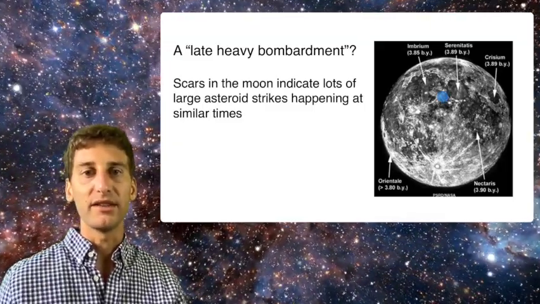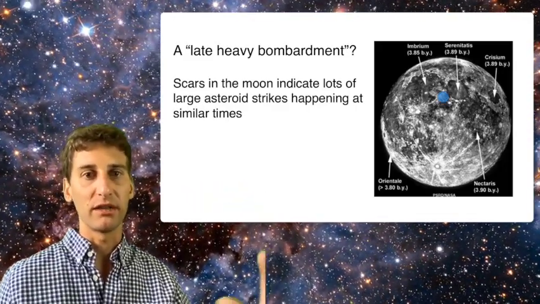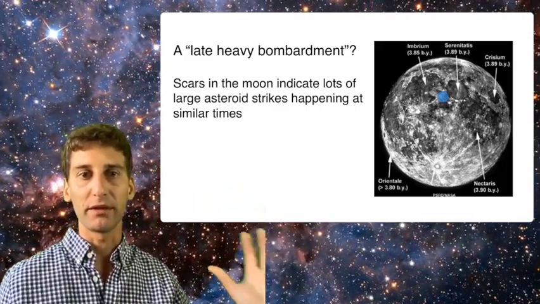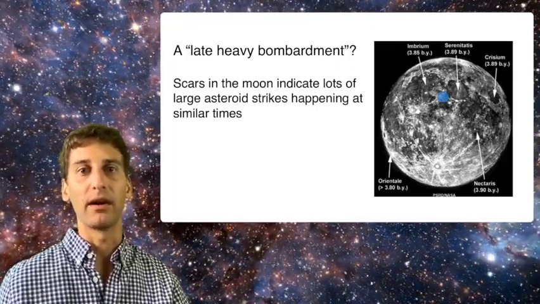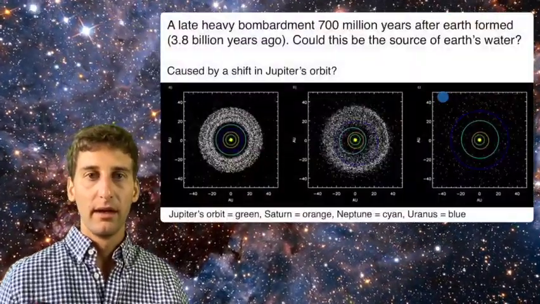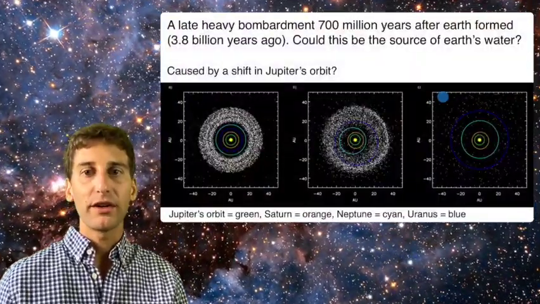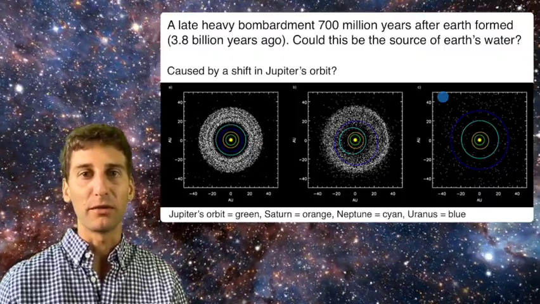So the thinking is that after the solar system cleared of planetesimals during the formation of the planets, there's a period of relative quiet that then picked up again in this late heavy bombardment, where asteroid and comet strikes increased again. One of the ideas for the triggers of this late heavy bombardment is a shift in Jupiter's orbit.